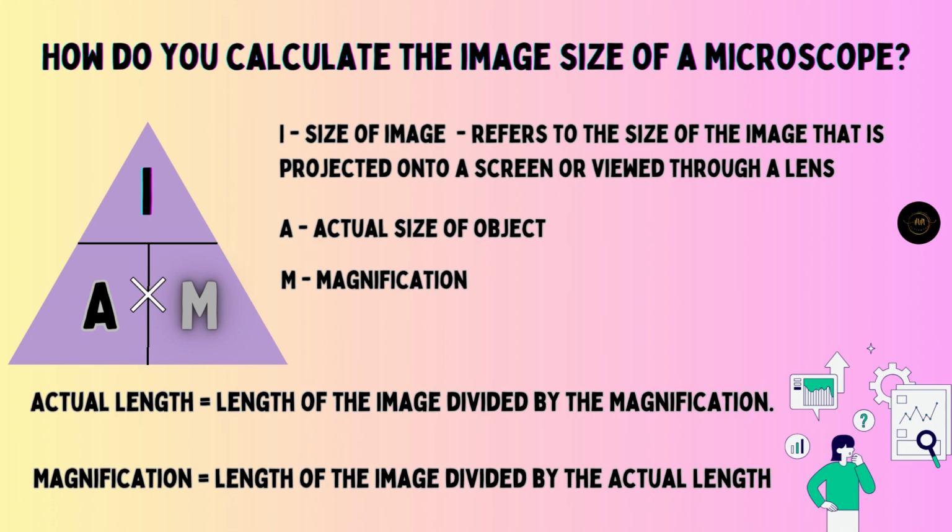So the next step: you already have 2 pieces of information. One is that the size of the bacteria image under the microscope is 80 micrometers, and the other is that the total magnification is 40 times. So how can you calculate the actual length of the bacteria? You need to divide the length of the image that you get under the microscope by the magnification. In our case, that was 80 micrometers divided by 40, which is 2 micrometers. So the actual length of the bacteria is 2 micrometers.